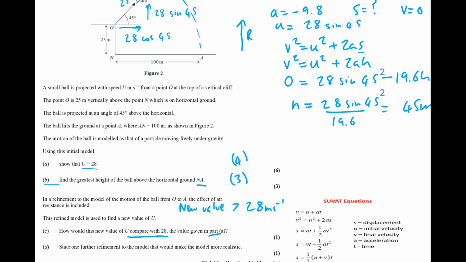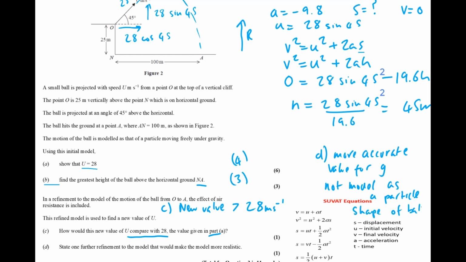Hopefully that makes sense. D, state one further refinement to your model that would make the model more realistic. So what could you use? Think about it. You've got lots of options here. You can use a more accurate value for g. So D, more accurate value for g. Use your thinking caps. The ball is modelled as a particle, so it could be not modelled as a particle. Shape of ball, includes spin. Includes spin, and that's your 11 out of 11.